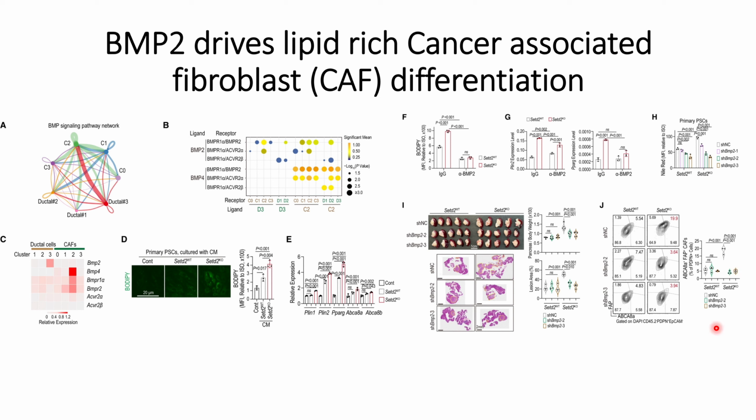indicating that the C2 clusters get affected by this BMP2, which might be released by the pancreatic cells and cause paracrine reactions that will result in epigenetic changes in a way that will cause upregulation of BMP4, and both of them are known in the literature to cause a lipid-rich environment. So this is how they come to the point that BMP2 drives lipid-rich cancer-associated fibroblast differentiation.